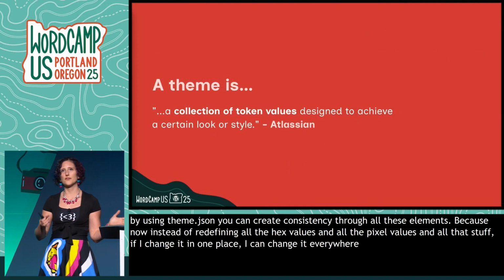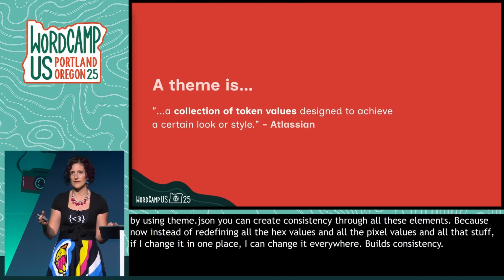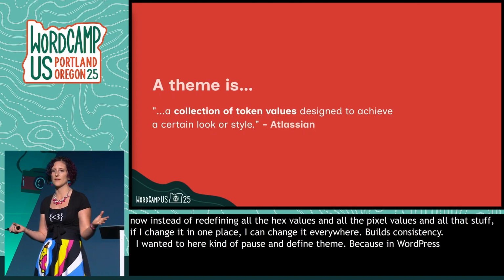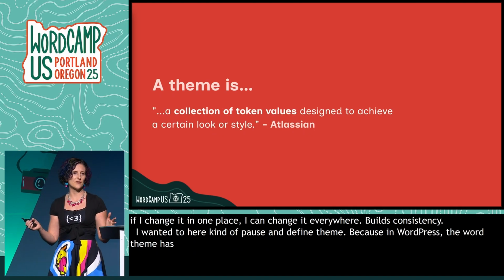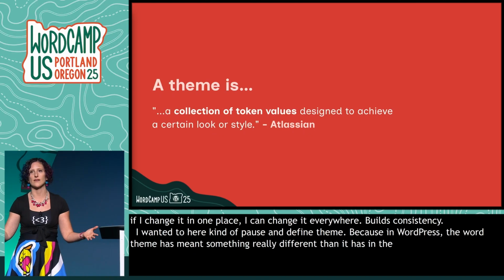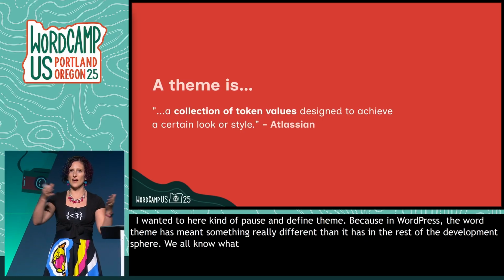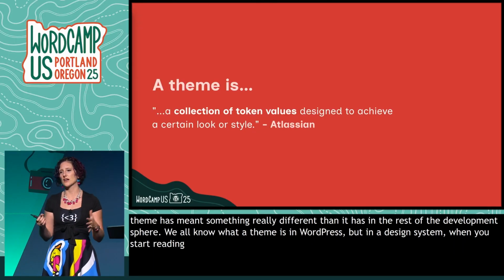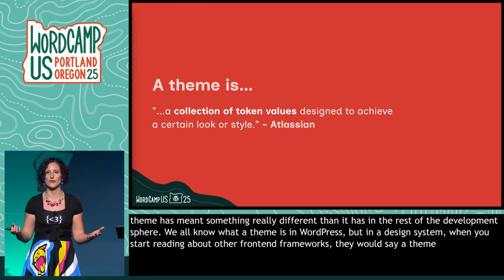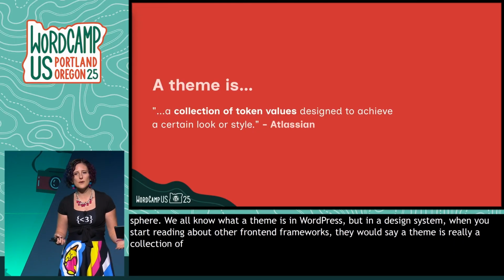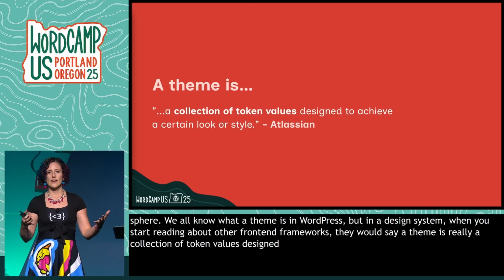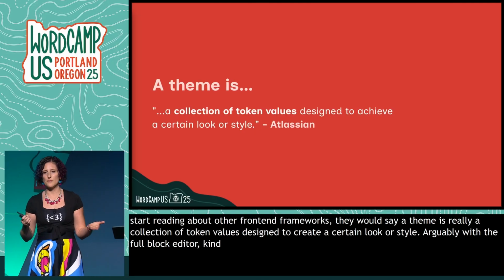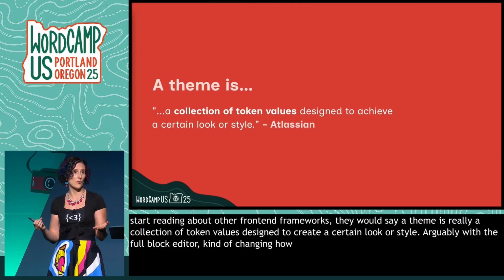I wanted to also pause here and define theme, because in WordPress, the word theme has meant something really different than it has in the rest of the development sphere, right? We all know what a theme is in WordPress, but in a design system, when you start reading about other front-end frameworks, they would say a theme is really a collection of token values designed to achieve a certain look or style. Arguably, with the block editor and full site editing changing how functionality works, I would say that theme is closer to meaning this in WordPress than it ever was before, right?